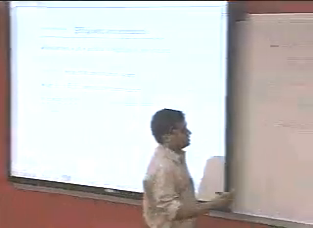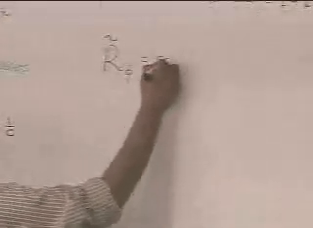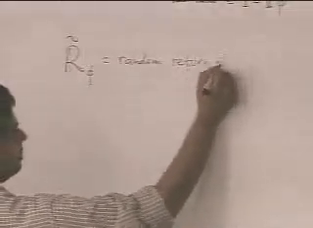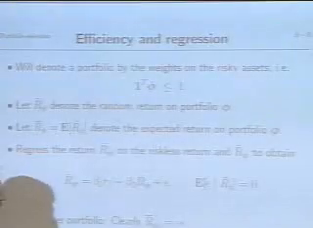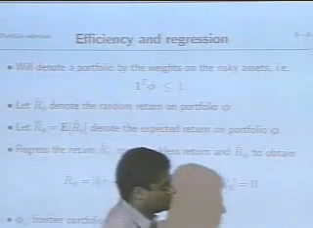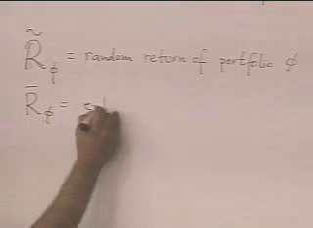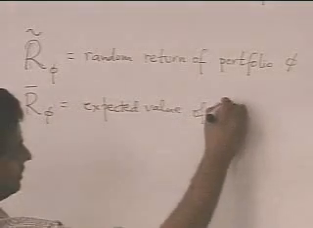Now what I'm going to say is that let R tilde phi denote the random return of portfolio phi. Whatever it is, I don't know what it is, but this is the random variable. This is not the expected value, but the entire random variable. And with R bar phi, I'm going to define the expected value of R tilde phi.